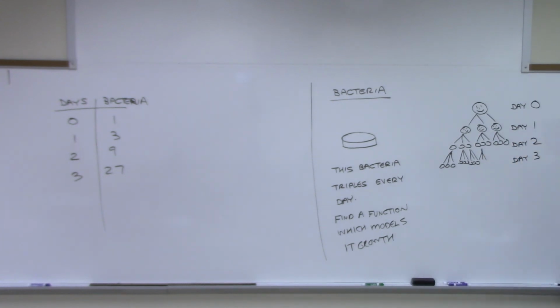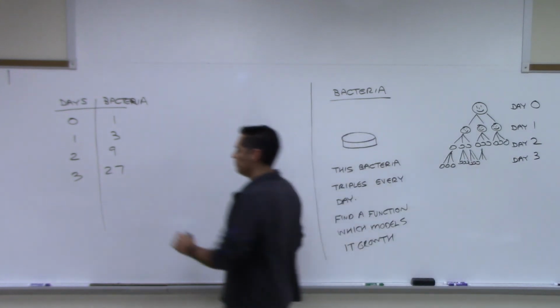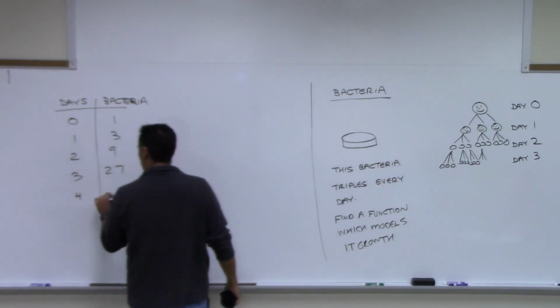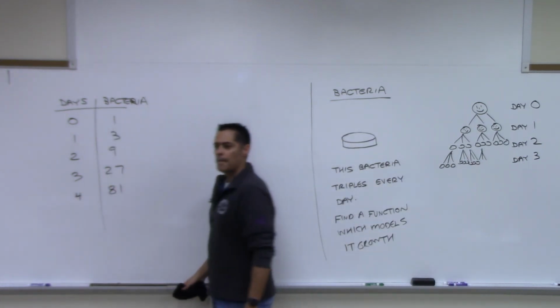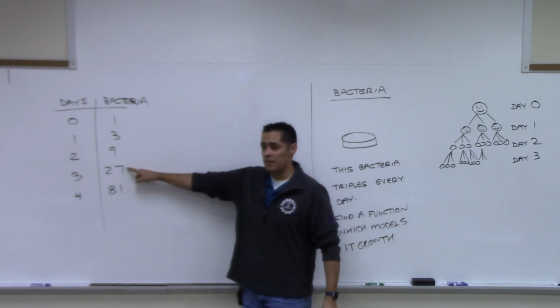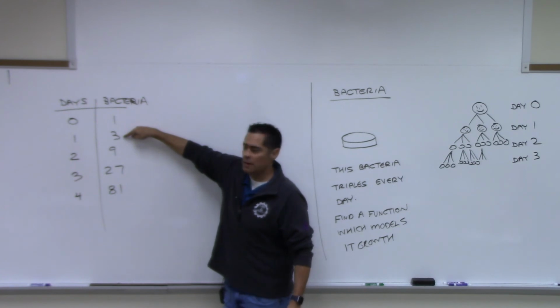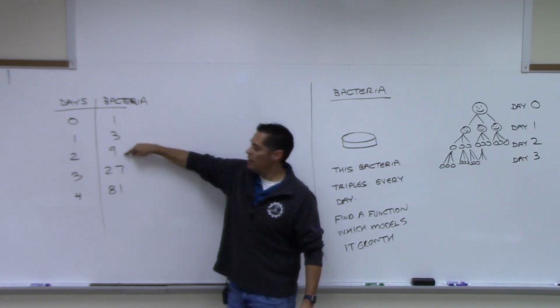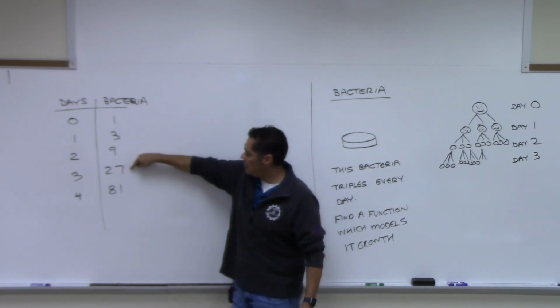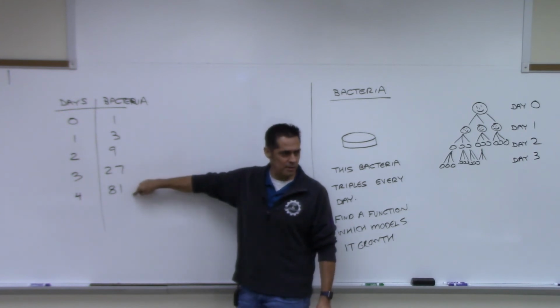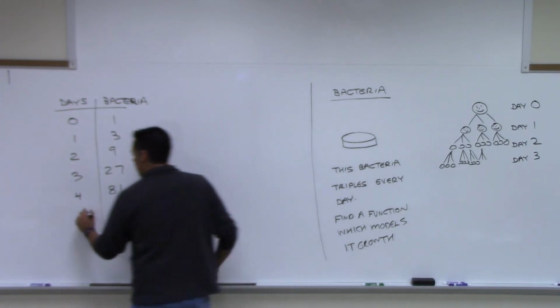How many are we going to have on day 4? 81. How are you doing that? You're just tripling this, right? You take that, multiply by 3, you get 3. Take that, multiply by 3, you get this. Take that, multiply by 3, you get this. Take that, you multiply by 3, you get this, right? Understand? So how many on day 5?